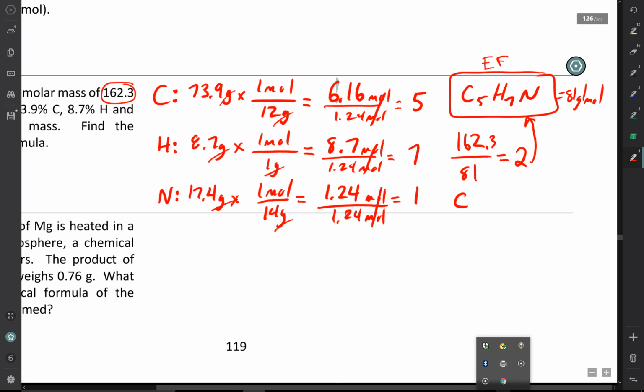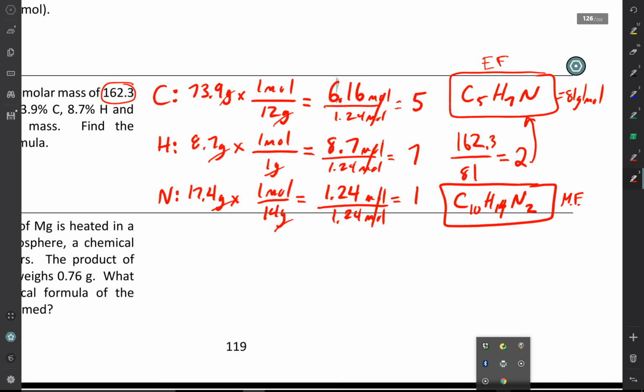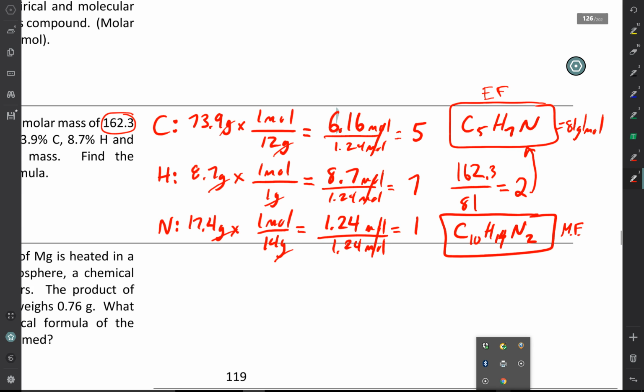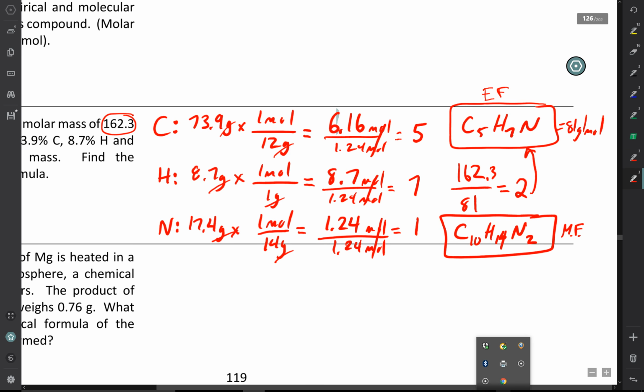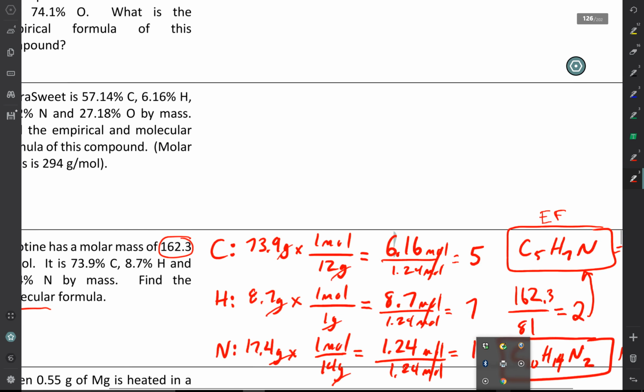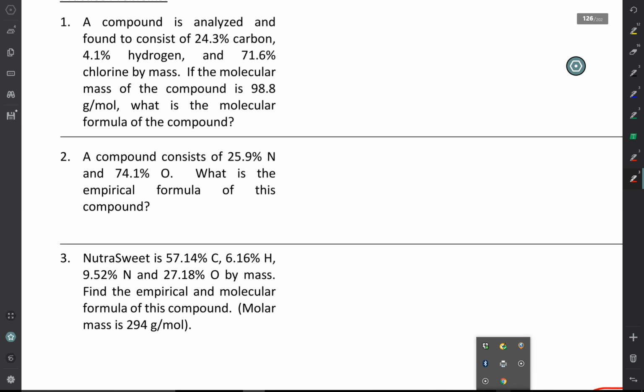So 2 times 5 is of course 10. I have 14 H's as 7 times 2 is 14. And 2 nitrogens. So I've got my molecular formula, C10H14N2. That's all there is to it. In my opinion, finding the empirical formula is a lot more involved, so let's go ahead and try another practice problem. Let's go up to number 2.